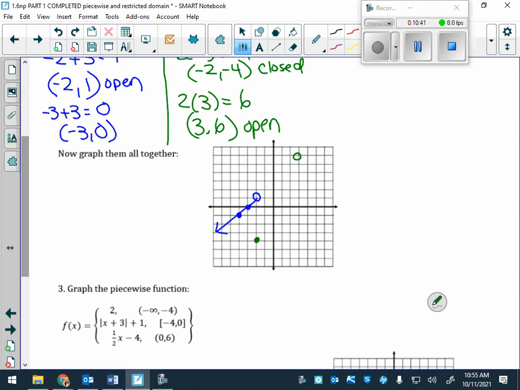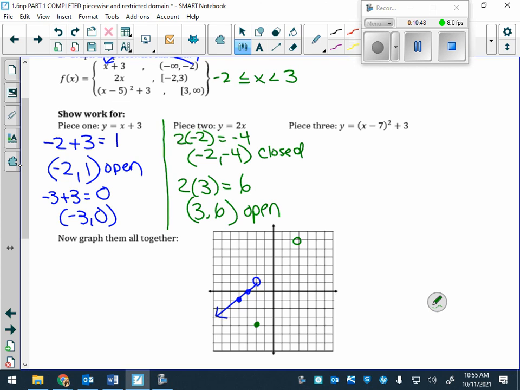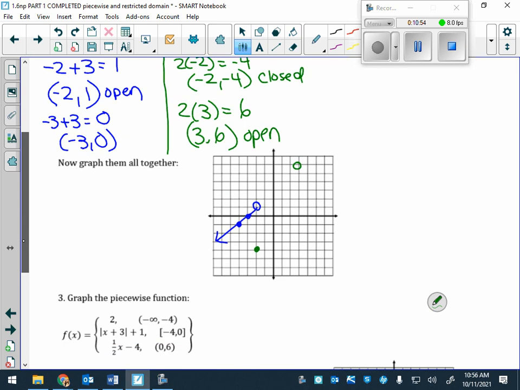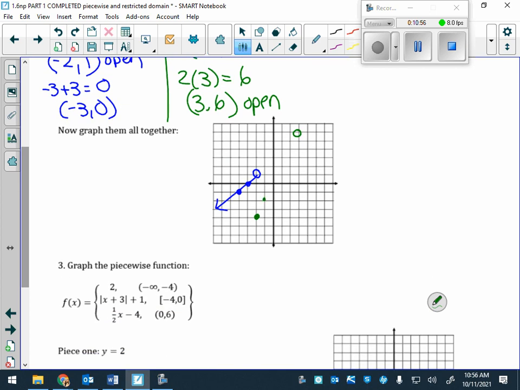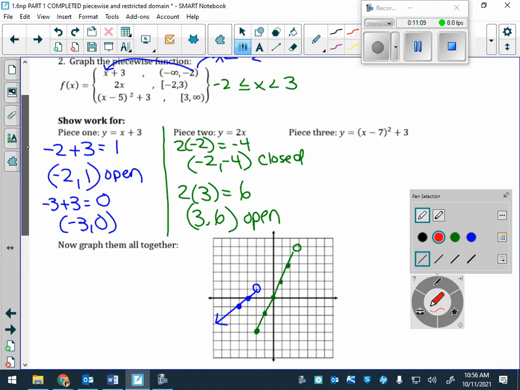Okay, you could do a number of things here. How can I get from this closed point to this open point? What can I do? Yep, good. Just use the slope, up 2. Perfect. Good job, Andrew. Or you could plug in x values between -2 and 3.